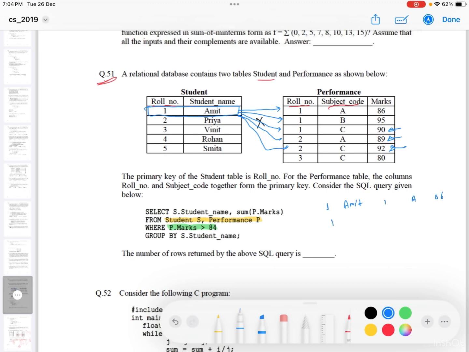Similarly, we are going to get this 1 Amit 5 times, and here we will have 1 and 2, and here we will have A, B, C, A, C, C, and here we have 95, 90, 89, 92, 90, so 86, 95, 90, 89 and 92, right? So how many tuples are there? 1, 2, 3, 4, 5 tuples are there. Now this was the cross product with only the first row. Similarly, we are going to do the cross product with the second row, and again you are not going to take this row because it has marks that are less than 84. So again you will get the next 5.